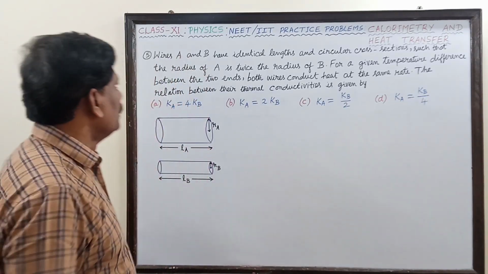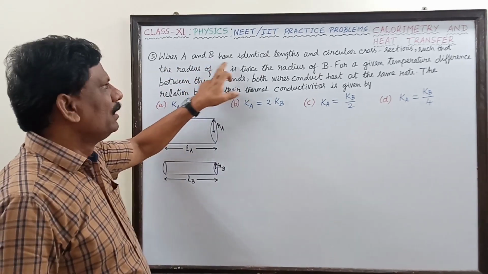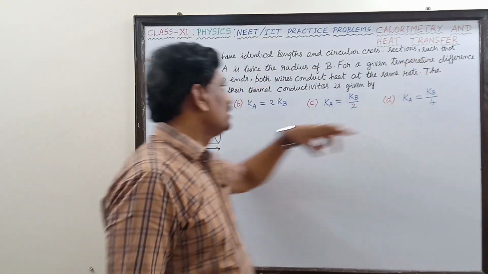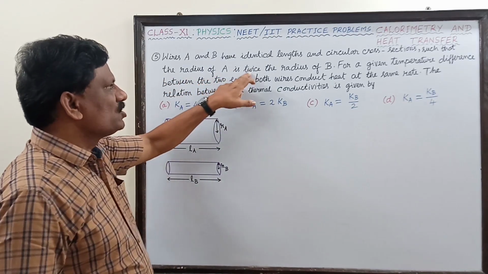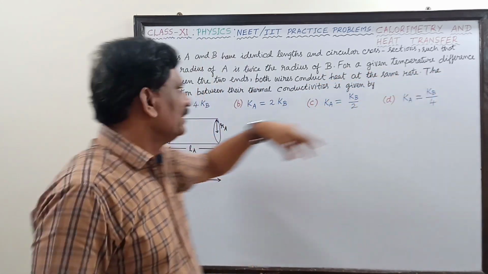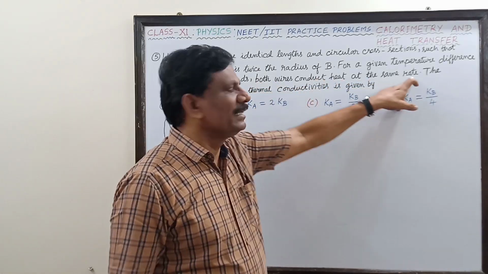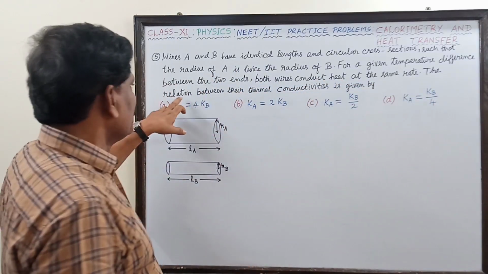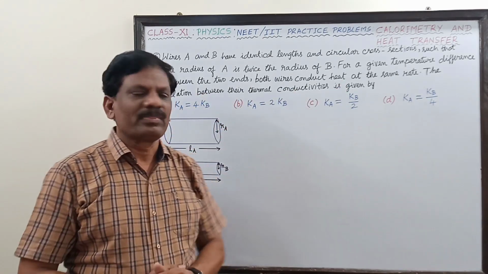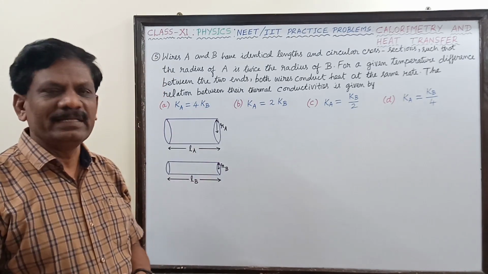Hi students, MCQ number 5. Wires A and B have identical lengths and circular cross sections such that the radius of A is twice the radius of B. For a given temperature difference between the two ends, both wires conduct heat at the same rate. The relation between their thermal conductivities has to be given. So very direct question. All information is packed here.